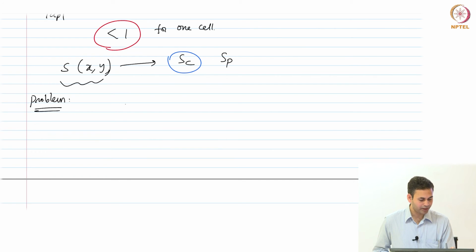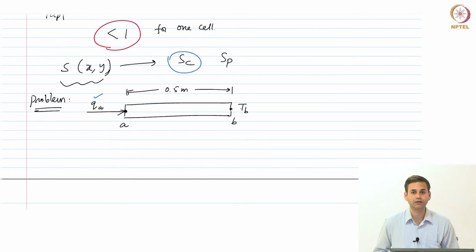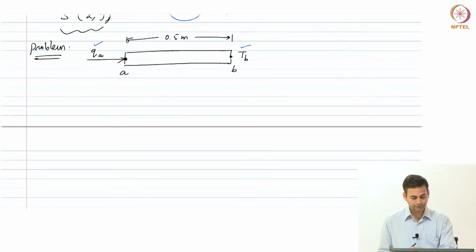So, let us say we have a 1D domain. We have a 1D rod or a beam whose length is, let us say, 0.5 meters, and the boundary conditions are on the left end, which we call A, and the right end, which we call B. At the left end, there is a heat flux given by QA. So this is a known heat flux QA, and the right-hand side is maintained at a constant temperature TB. This is also known. Fine.